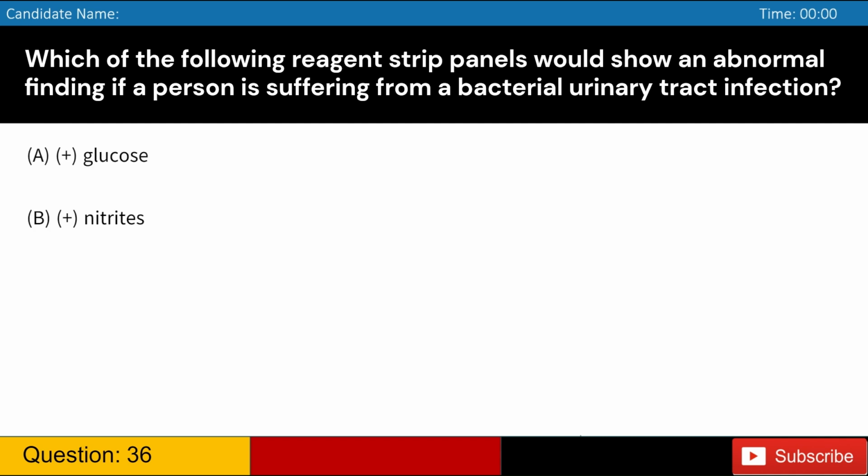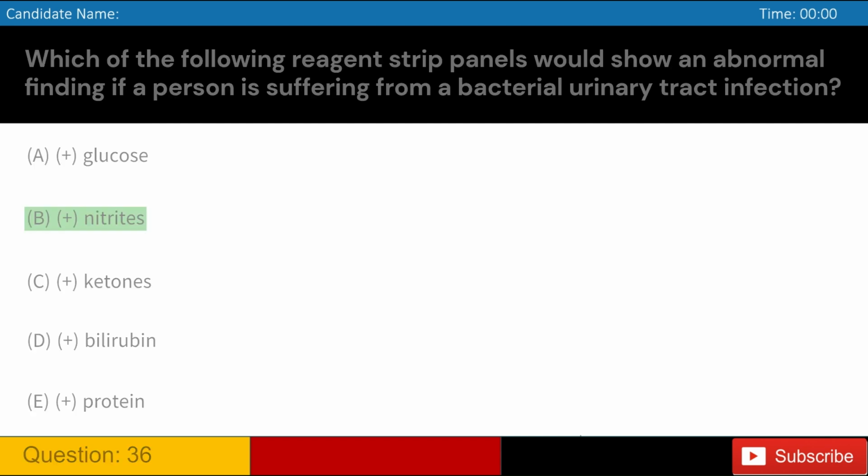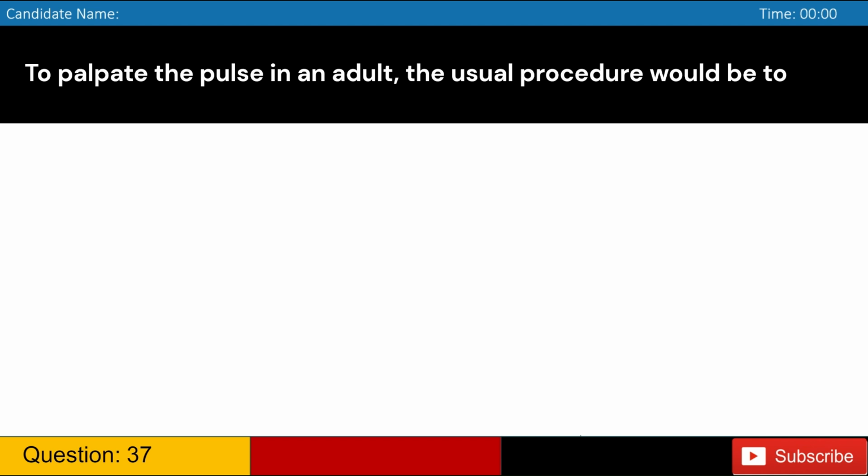B. Plus nitrites. C. Plus ketones. D. Plus bilirubin. E. Plus protein. Answer B, plus nitrites. To palpate the pulse in an adult, the usual procedure would be to: A.